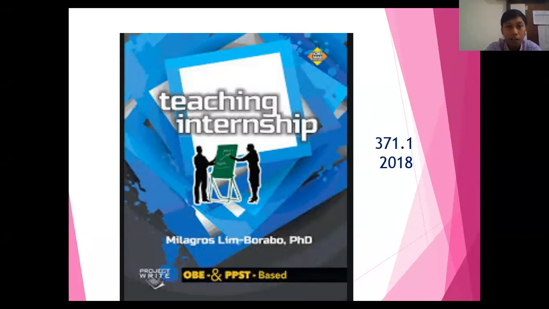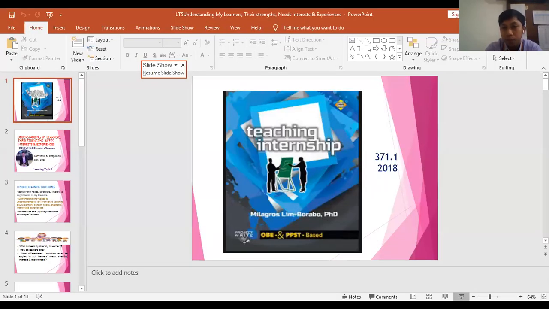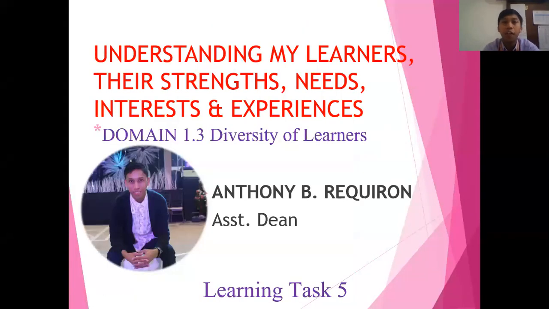Still, we are using the Project Right OB and PPST based book by Dr. Milagros Lim Borabo. And we are now in our learning task number 5. Learning task number 5 is all about understanding my learners, their strengths, needs, interests, and of course, their experiences. It is anchored in domain number 1.3, diversity of learners. And of course, still it's your teacher, Tony, learning task number 5.